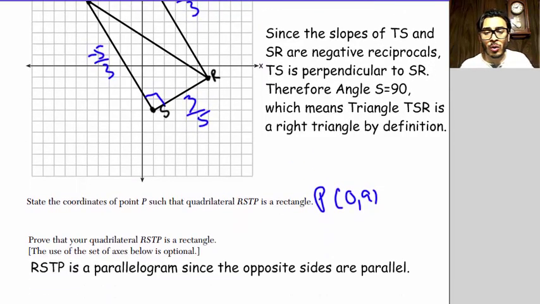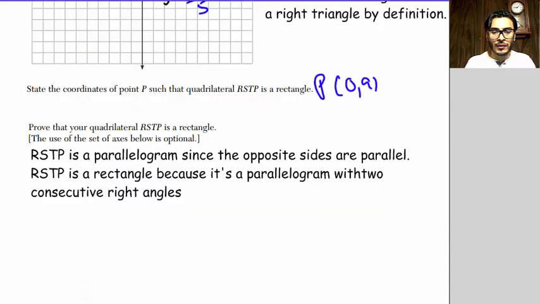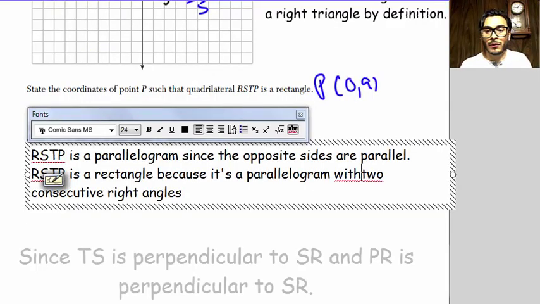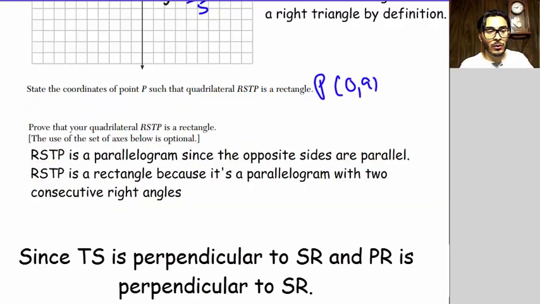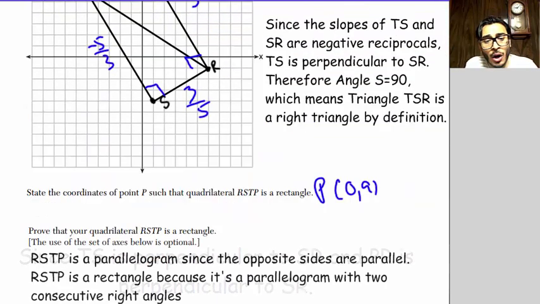Now we got to prove it's a rectangle. Well, why is it a rectangle? Well, it's a rectangle because we have two consecutive 90-degree angles. So let's go ahead and write that. So it says RSTP is a rectangle because it's a parallelogram with two consecutive right angles. So we are done. I hope this video helps you get prepared for the Regents.